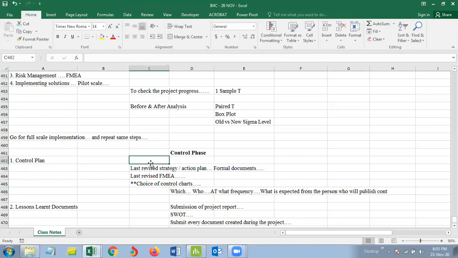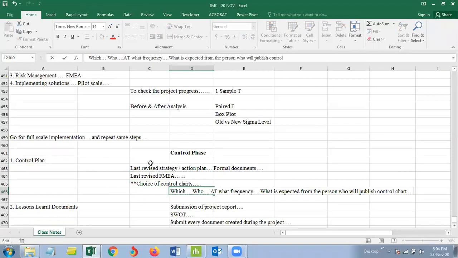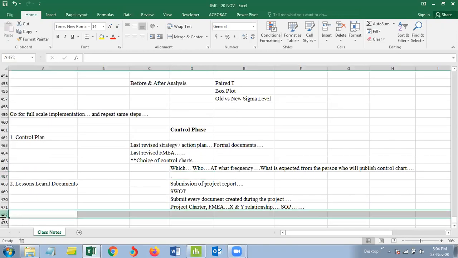Basically, that's something we must mention in the control plan: which control chart we'll be working on, who is going to do it, probably a backup person, and at what frequency. And if somebody is publishing a control chart and sees a problem, what are the next steps? What if the person doesn't see a problem? What are the next steps? So bottom line, expectation management should be done here in the control plan, about who's going to be doing the control chart part of it. That's pretty much where you conclude your control phase.